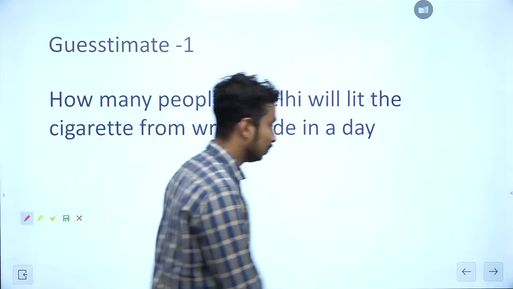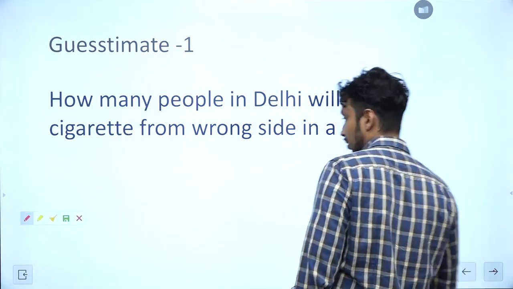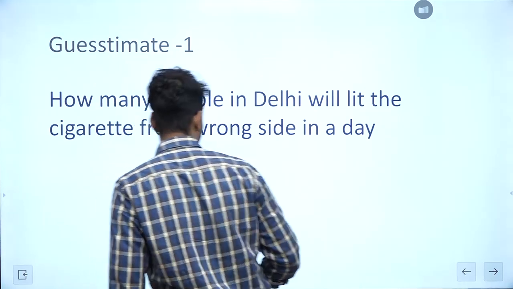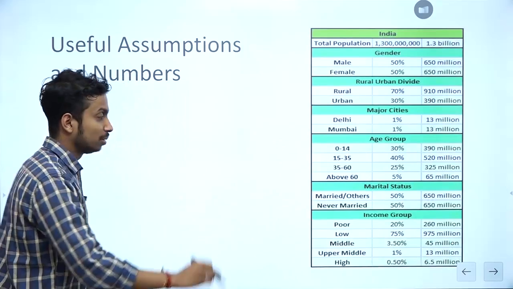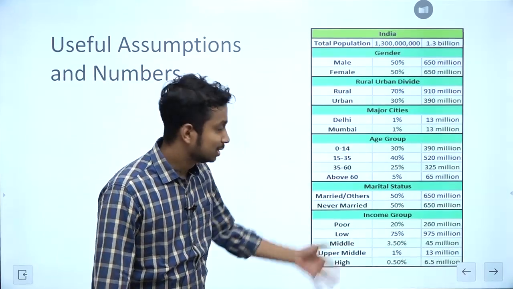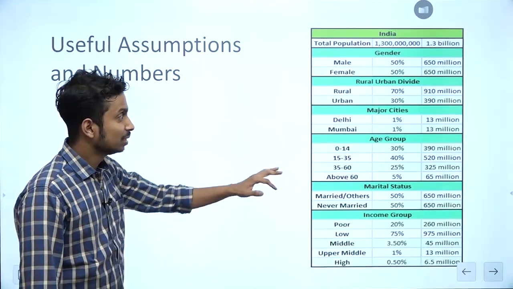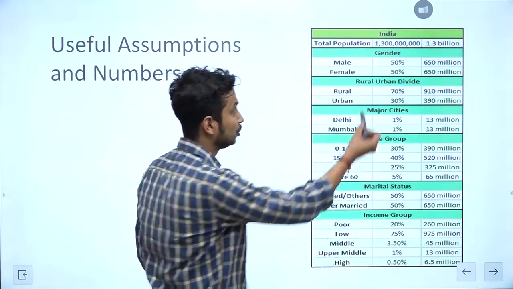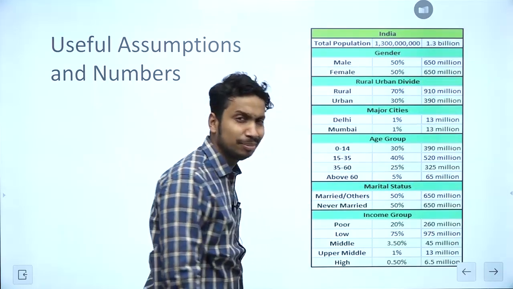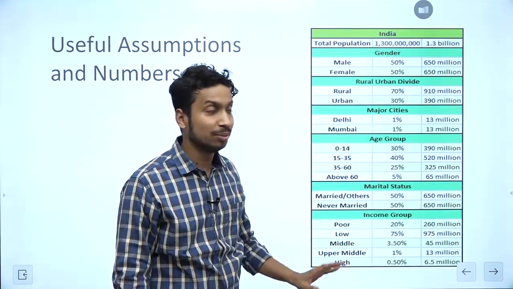So let's first move to the basic assumptions. Yeah, these are some useful numbers. I have curated this picture from the internet. You can see these numbers will be very useful while solving a guesstimate. So you should know the population of India, 1.3 billion. In a guesstimate, you can assume this to be 1 billion.